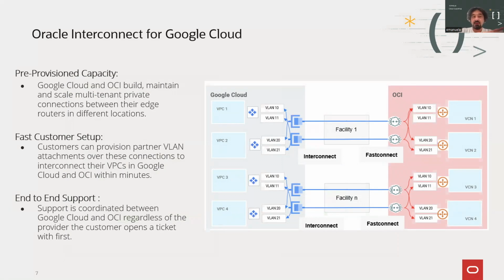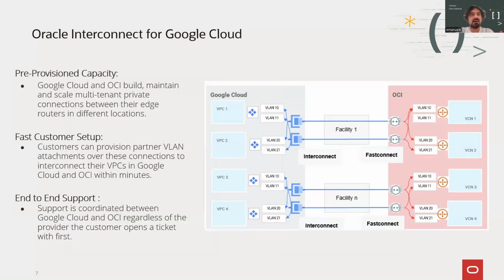So first of all, Google and OCI have pre-built and maintain dedicated physical connections between the respective edge devices. It's what you see in the picture. If you look at facility 1, there are two blue devices on the left and two FastConnect Oracle devices on the right. So it's a dedicated physical link, multiple, of course, between our Interconnect and the FastConnect. It's multi-tenant, so many customers can use these links, and the provisioning is super fast.